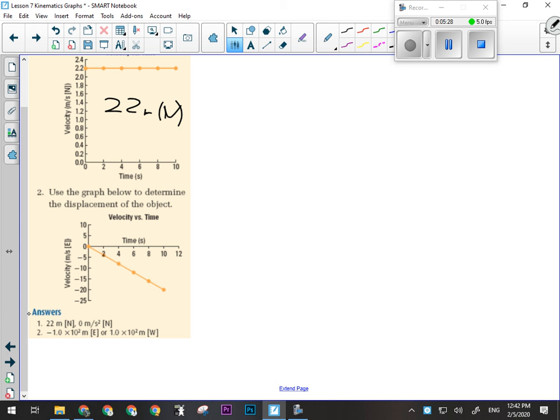It's accelerating negatively. In this case, that would be in which direction? West. Okay, it's accelerating west. So we want to calculate its total displacement. Well, it goes from 0 to negative 20 meters per second. So its average velocity would be negative 10, and that would be our base times height over 2 calculation. So negative 10 times 10 tells me this thing went 100 meters west.